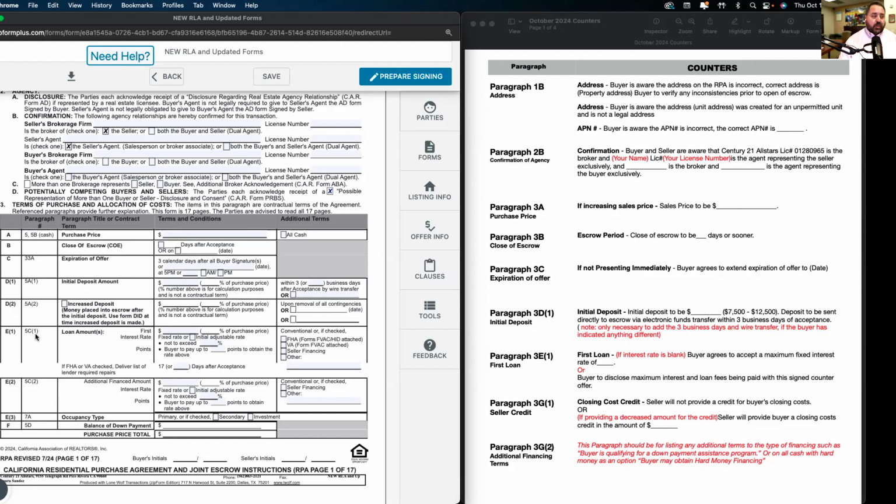So starting with 3A, first thing, if increasing the sales price 2B. Now, I did not put in this counter offer guide their best and final. I don't think anybody needs to know that. You guys are all fairly aware of how best and final works. My suggestion for you, though, is if you are going to do best and final, right, that you put a starting point on it.